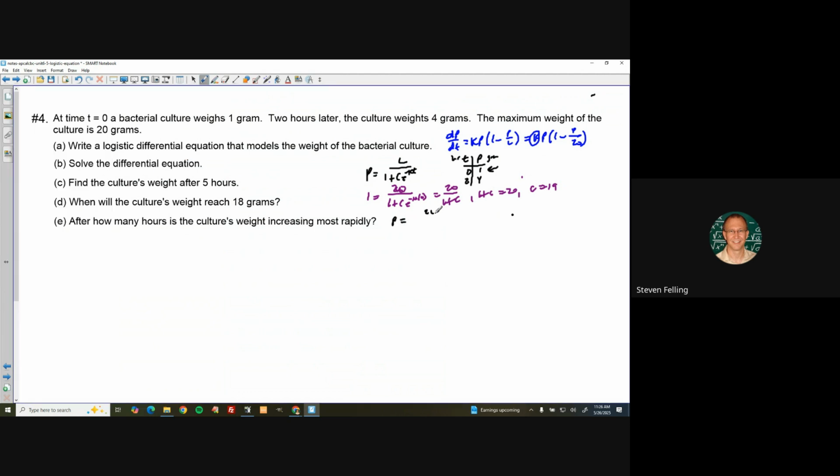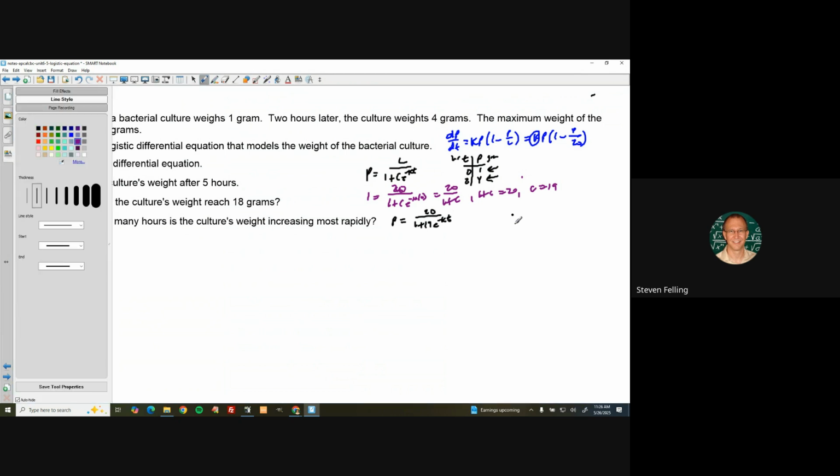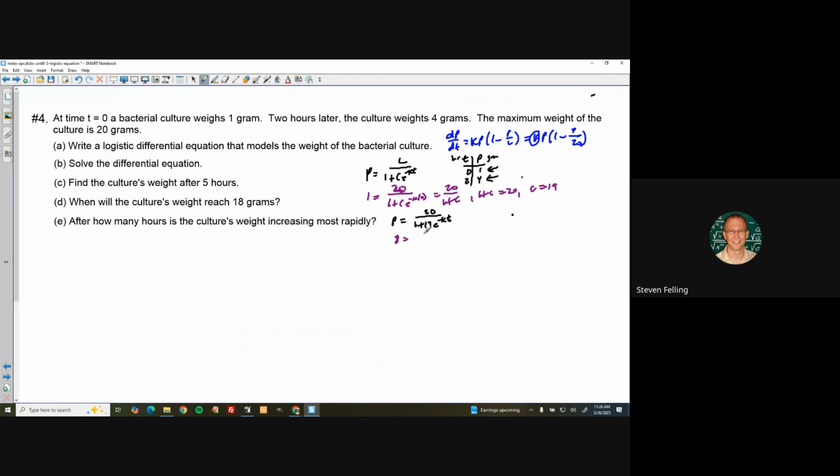I can fill in 20 for the L, and I can fill in 19 for the C, and then we have minus KT. So to find the K, I'll use the other initial condition. When the population is 4, the time is 8. Multiplying that out, I'm going to multiply this to this side and divide by 4. So that's going to be 1 plus 19e to the minus 8k equals 20 over 4, which is 5.